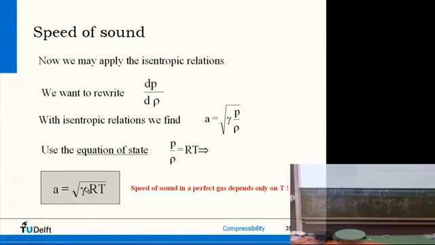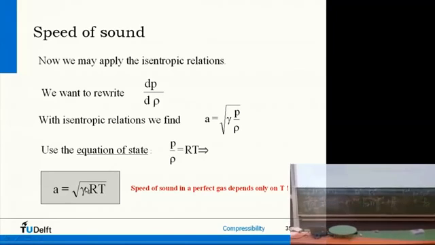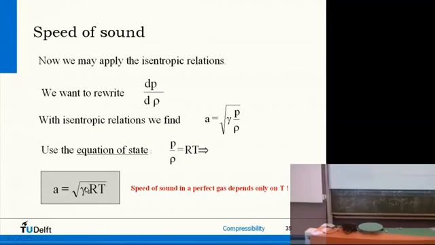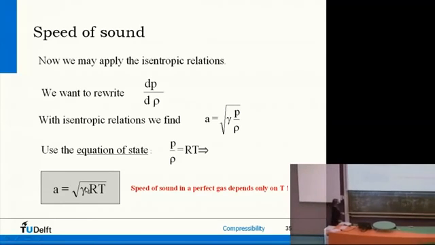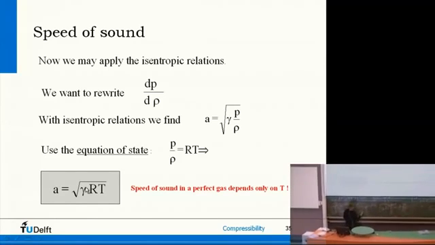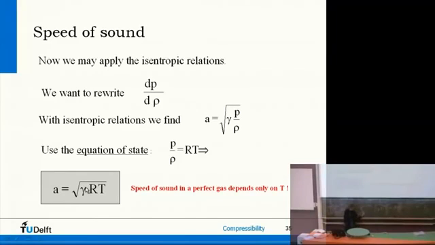So A squared, the speed of sound squared, was the square root, right, of dP over d rho. So A squared, isentropic relations, so it's the square root of gamma P over rho. And that's equal to, P is rho RT, right? Equation of state. So I have the square root of gamma rho RT divided by rho. So the rho drops out.